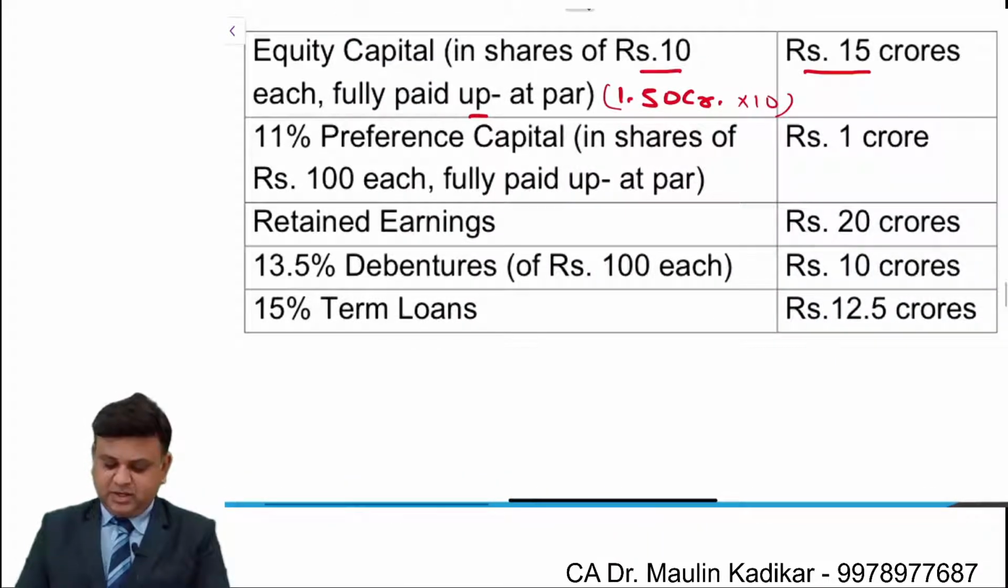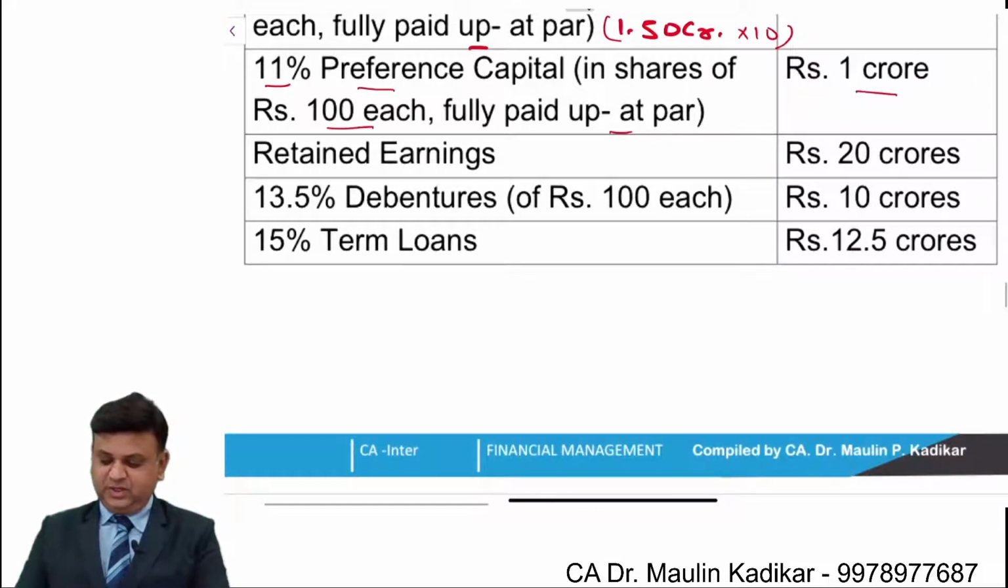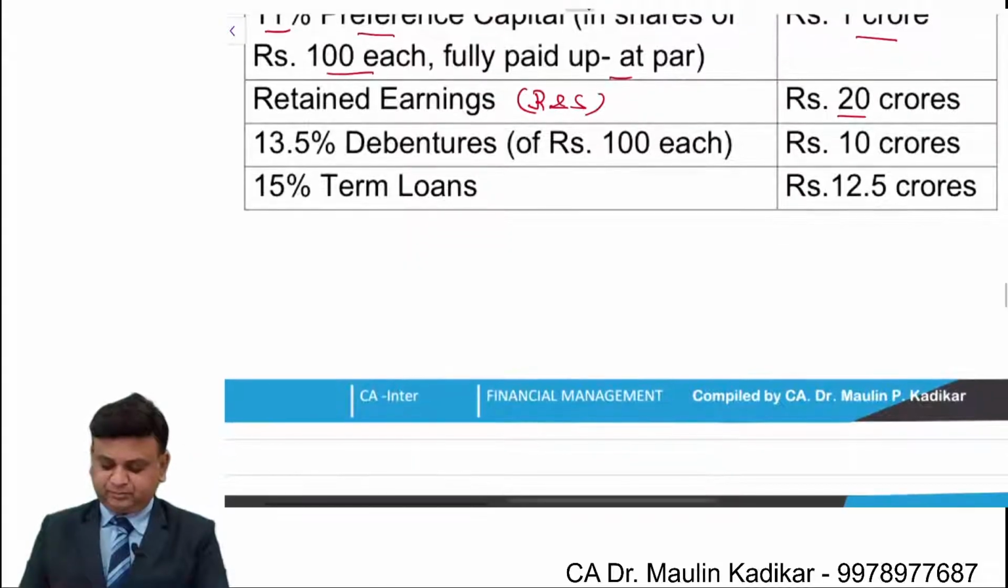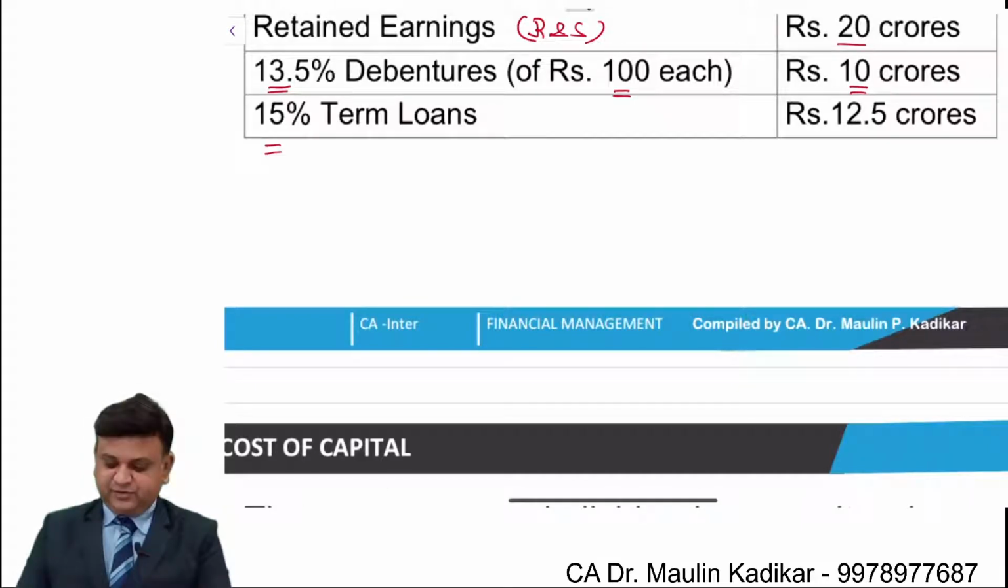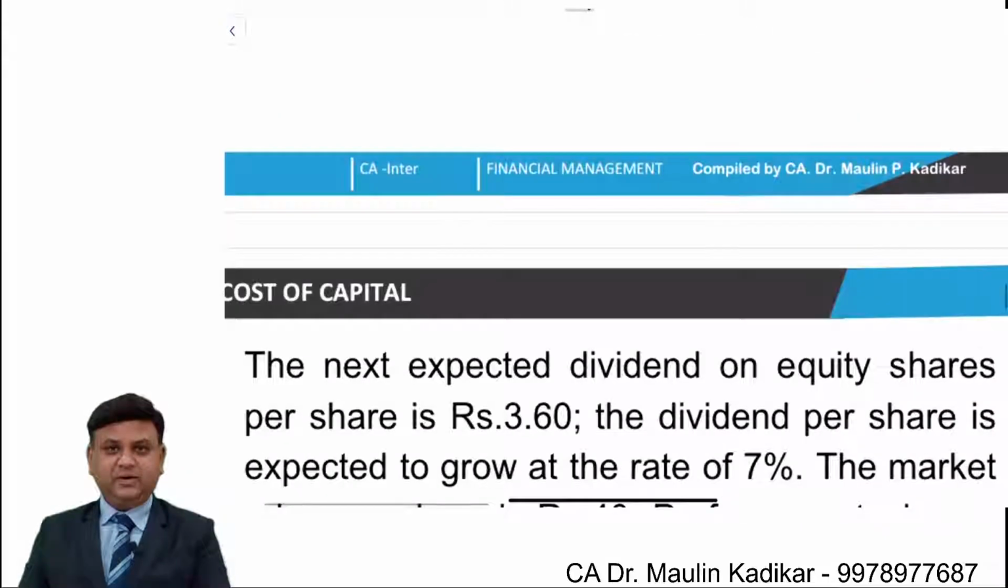Next, 11% preference share capital of rupees 1 crore, 100 rupees is again the face value and fully paid up. Retained earning, that is reserves and surplus, is given to us. 13.5% debentures, rupees 10 crore, and 100 rupees is the face value of debenture. 15% term loan of 12.5 crore.